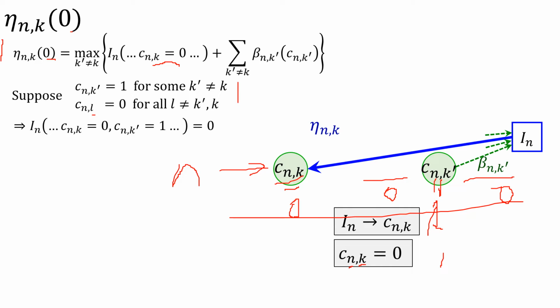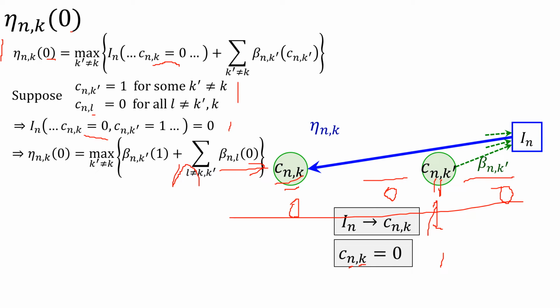Therefore, in will be equal to 0. The 1 of n constraint is not violated. Whence this in becomes equal to 0 because the constraint is not violated, and so eta nk0 is given by this expression. I've singled out the beta nk prime for which Cnk prime is a 1, because there is one k prime such that n has picked k prime as its exemplar.